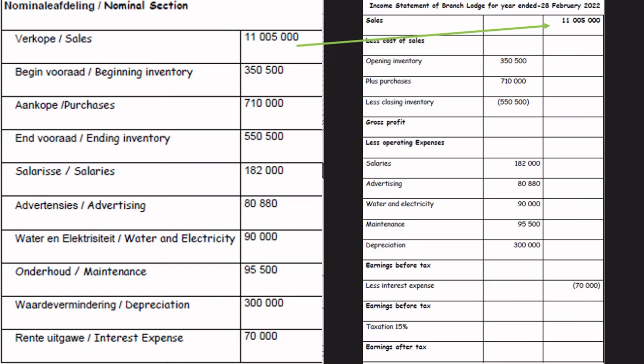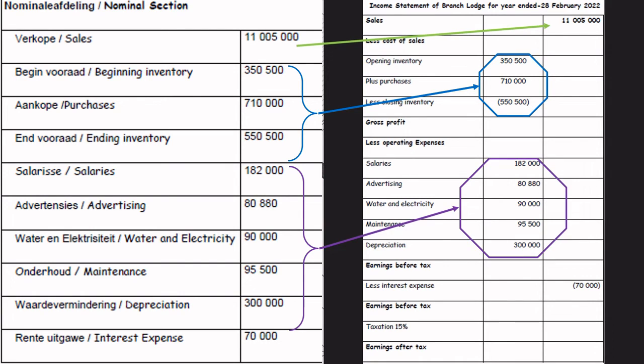We will copy over our sales amount, the information needed to calculate the cost of sales. We will then also copy over all of our operating expenses, and we will copy over the interest expense. Sometimes the interest expense will be given in the question sentence and not in the nominal section table.